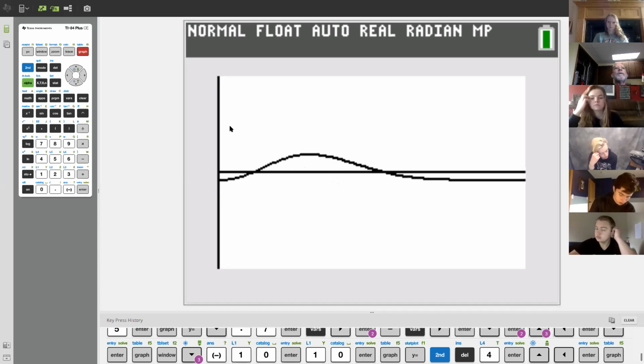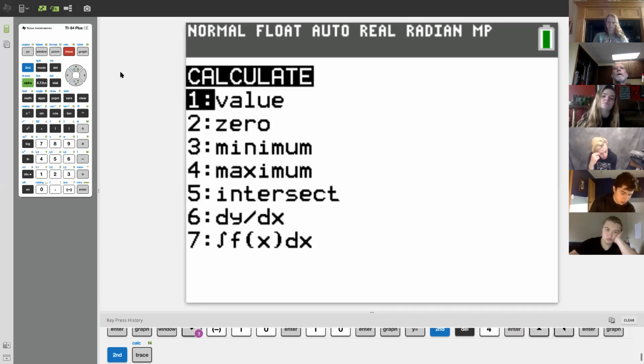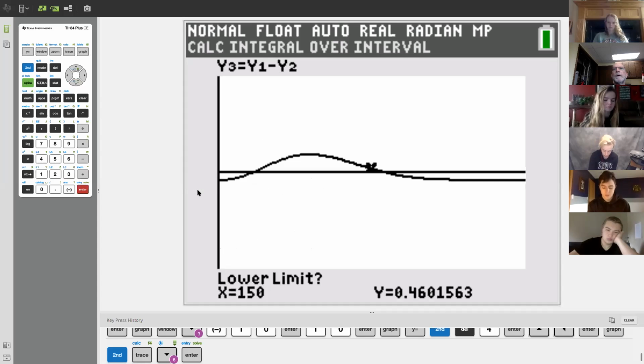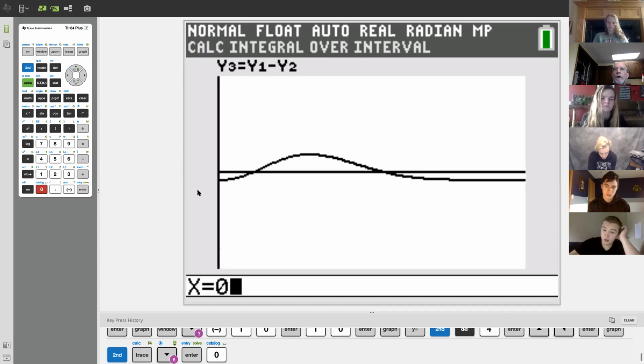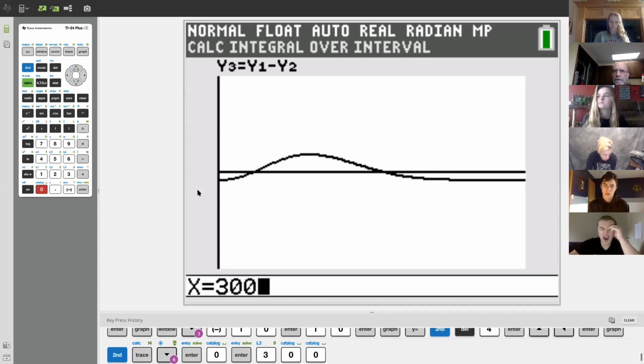In other words, if I would go second calc and come down here and take the integral and type in 0, enter 300, I should get 60 because I'm going to have to add 20 to it. Are you with me on that? Yeah.